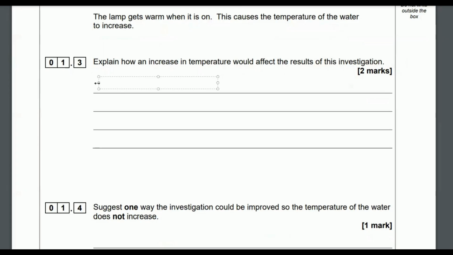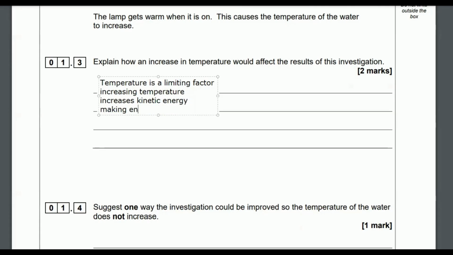You can tangle them both in together, but obviously if we allow temperature to increase, temperature is a limiting factor. So this is one of the things that we must control. You've got to control all your limiting factors except for the one you're changing. They're changing light intensity, so they want to keep CO2 and temperature the same in this because they're the other 2 limiting factors. Temperature is a limiting factor. Increasing temperature increases the kinetic energy, making enzymes work better and faster, so affecting rate of photosynthesis.